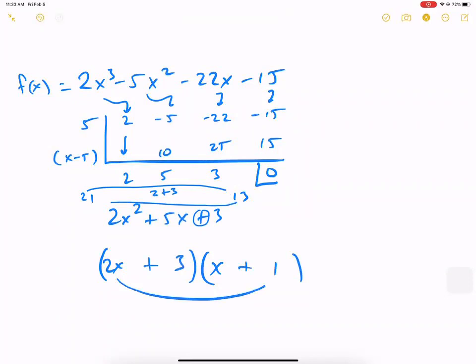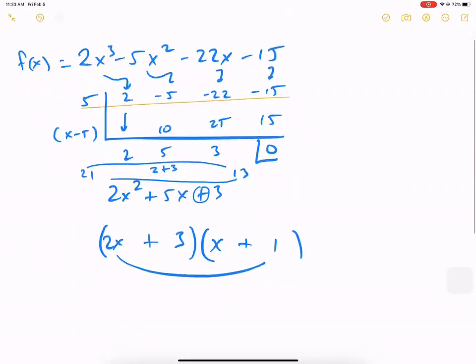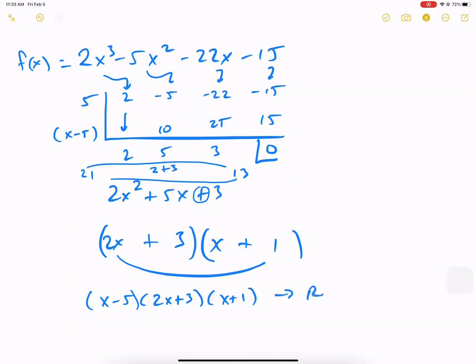So we worked previously on factoring these large order polynomials. So the factors are going to be x minus 5, 2x plus 3, and x plus 1. We can now say what the roots are. Roots, which is another way of saying zeros, are x is equal to 5.